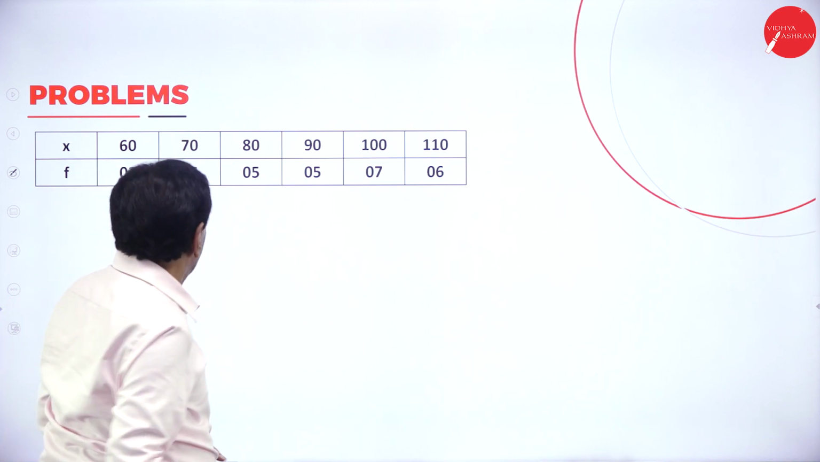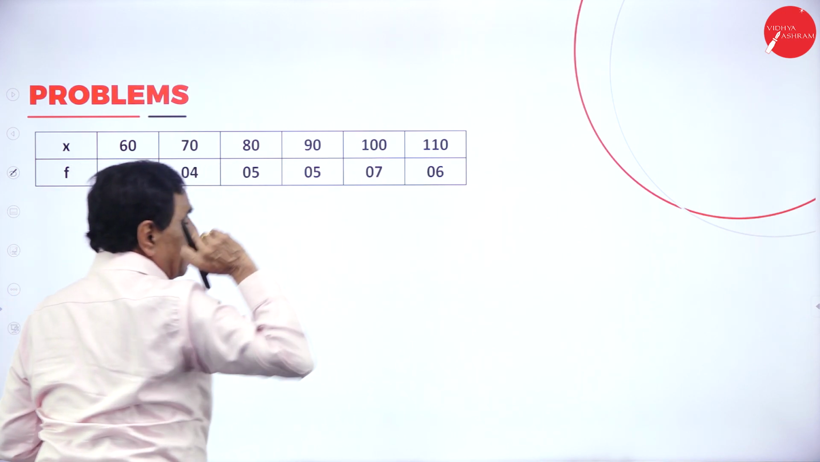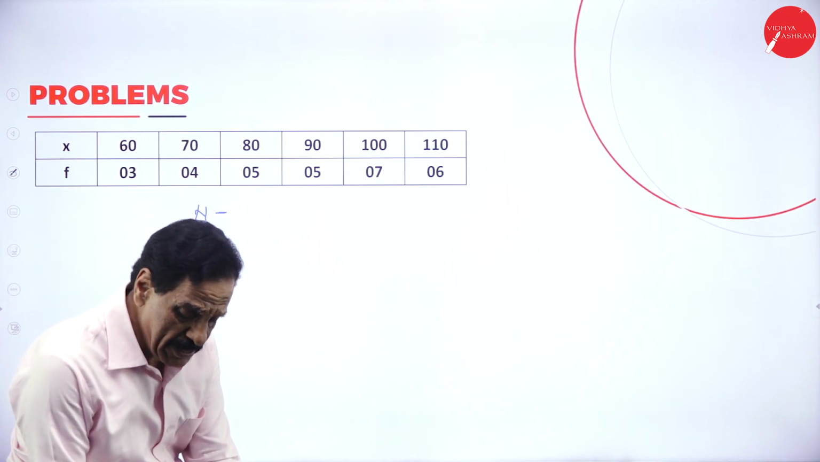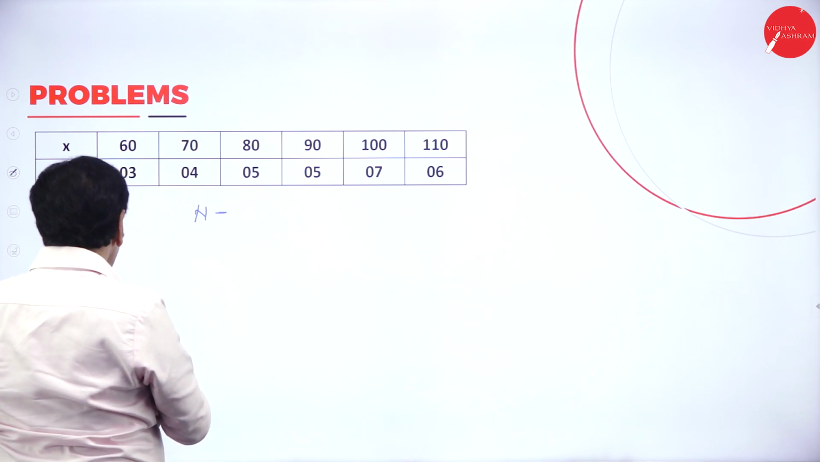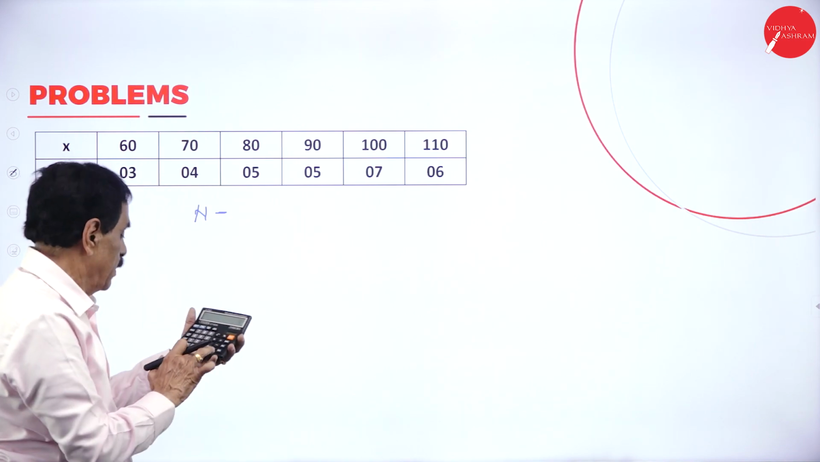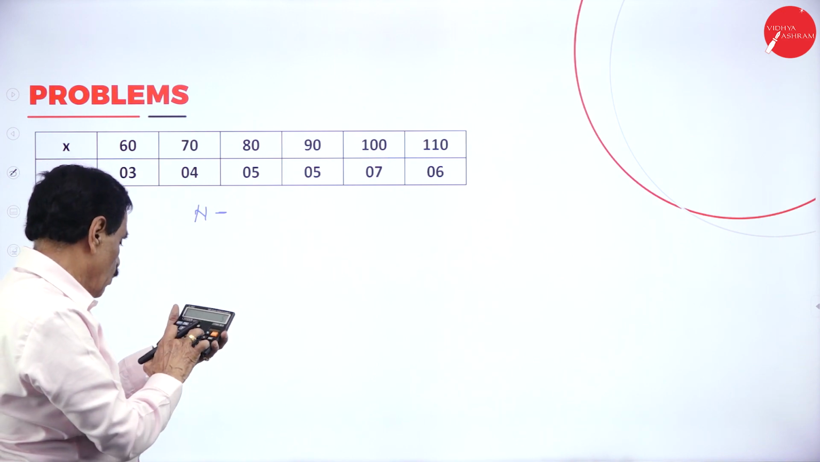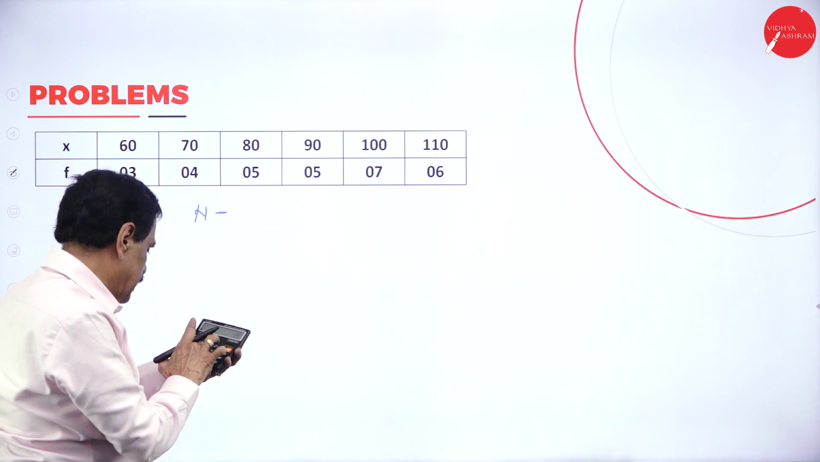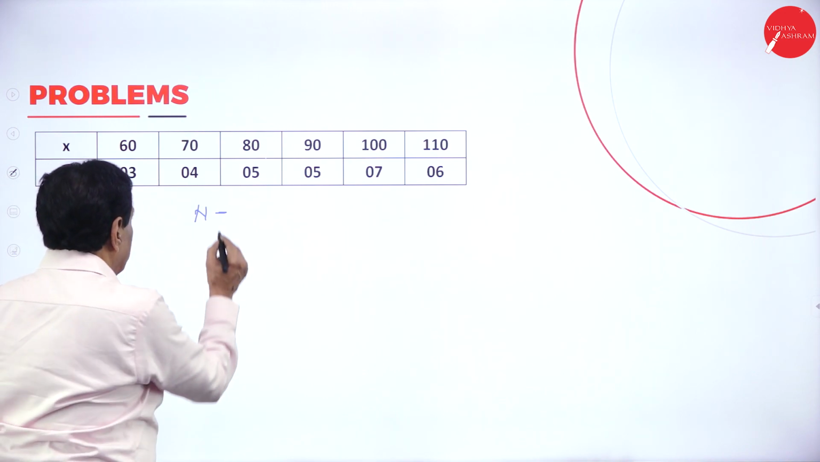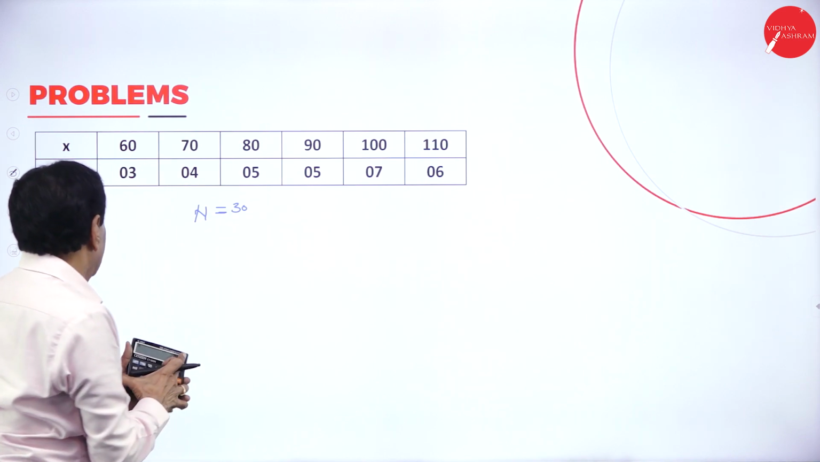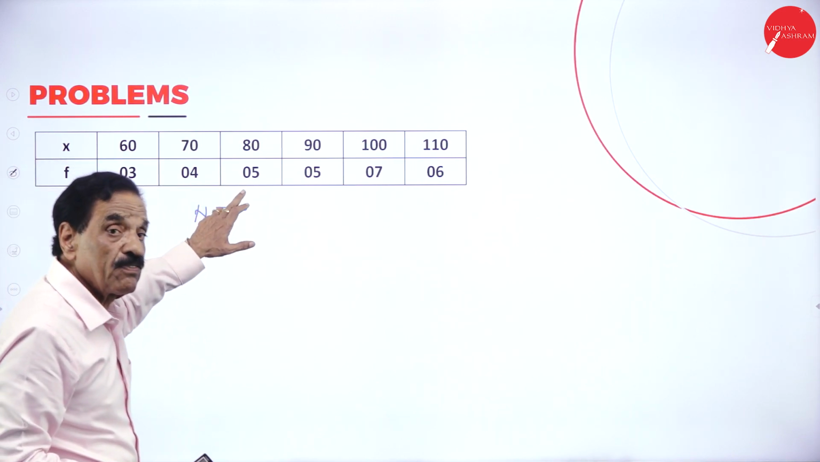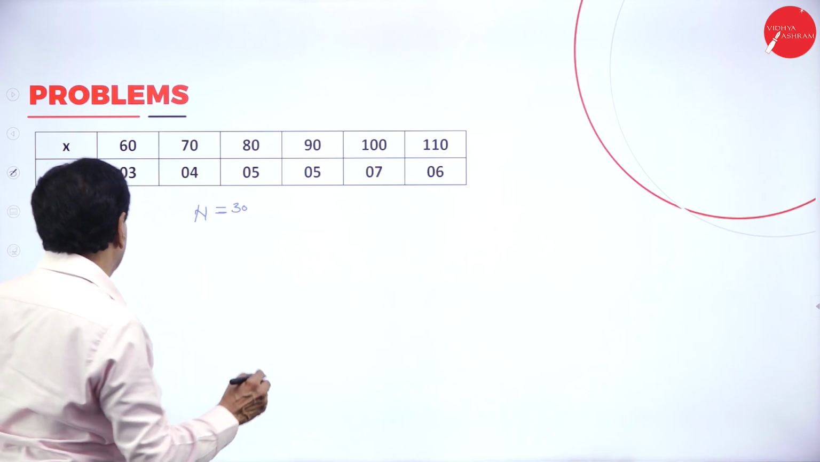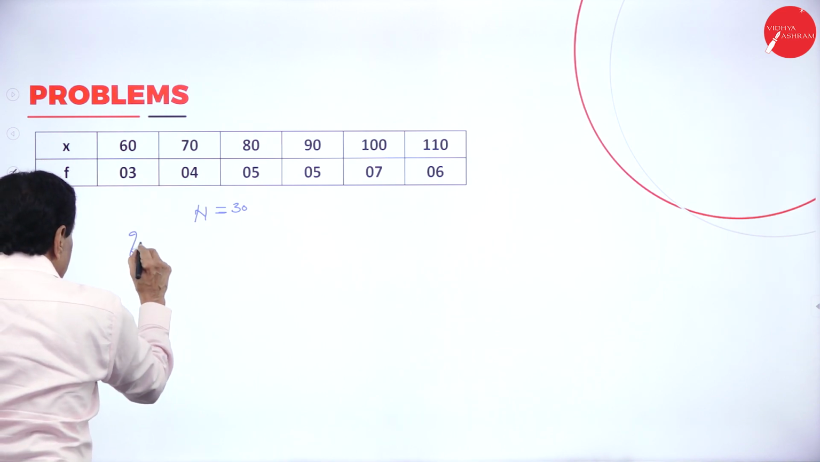So here also x is given, frequencies are given. We'll add the frequency n. This is frequency 3 plus 4 plus 5 plus 7 plus 6 is equal to 30. That is 3 plus 4, 7 plus 5, 12, 17, 24, 30. What is 30? Total number of frequency. Now, fx you have to do.